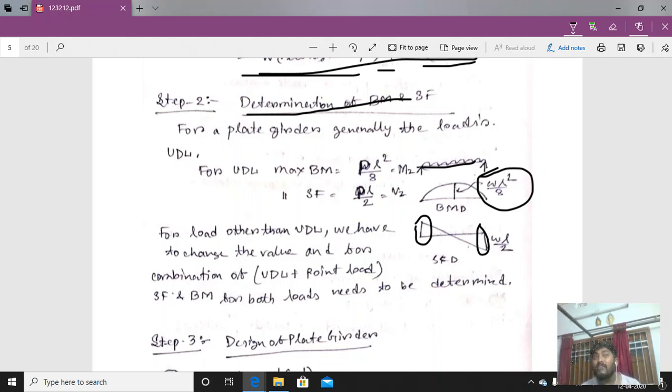So it is only for the UDL. So WL square by 8 and WL by 2. The maximum bending moment is denoted by Mz and the maximum shear force is denoted by Vz.